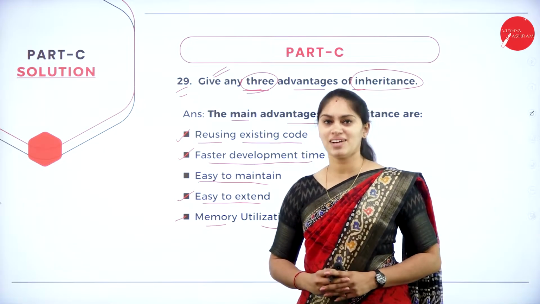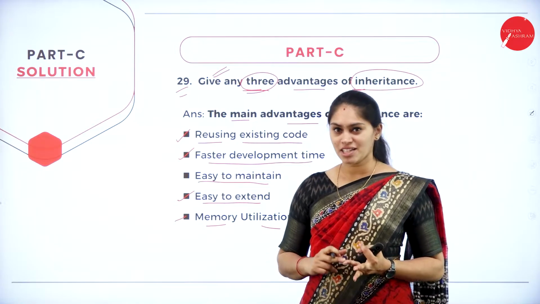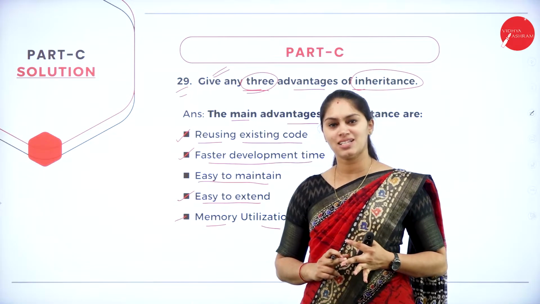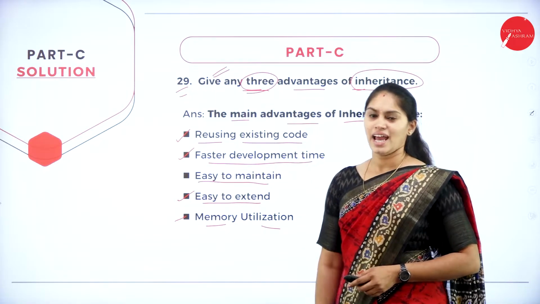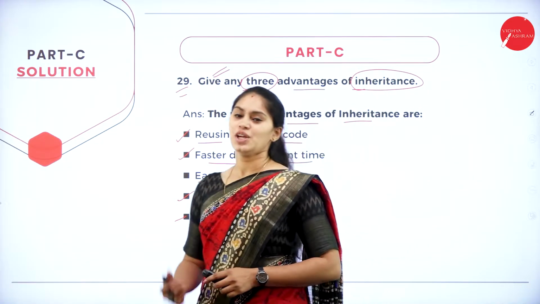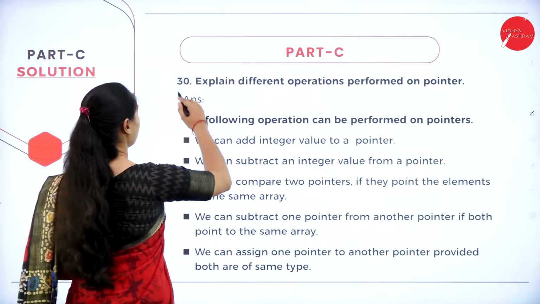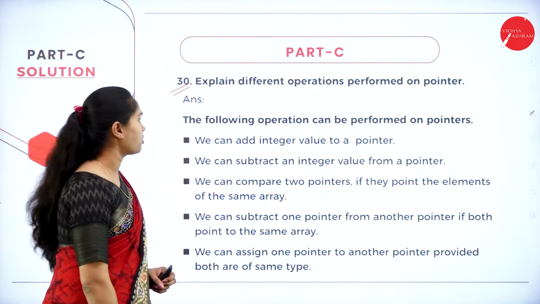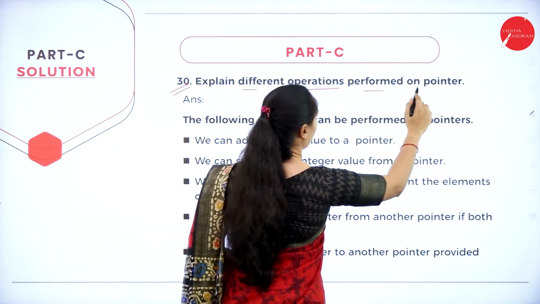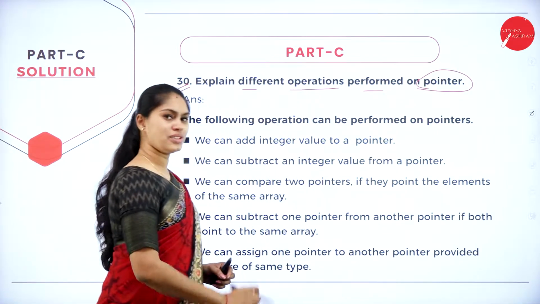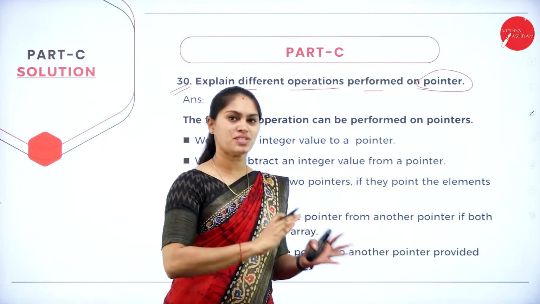Okay, so these are the advantages which come under inheritance. Easy to extend, easy to maintain, proper memory utilization, faster development time, and reusing of existing code. Out of these, you can write any 3 for this answer. We'll see the next question, question number 30. What is that? Explain different operations performed on pointer. So there will be a chance of getting a question from pointer, do's and don'ts.